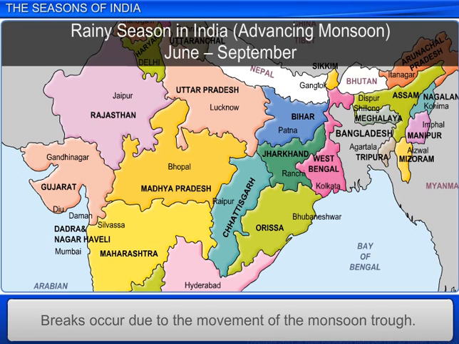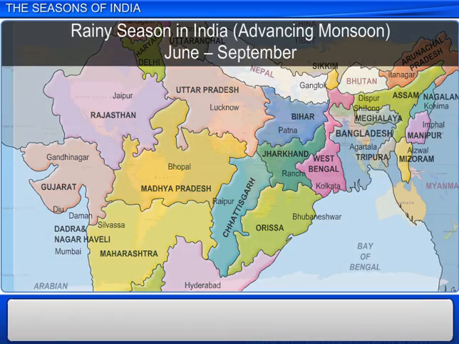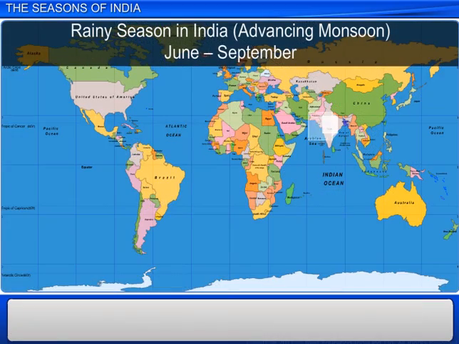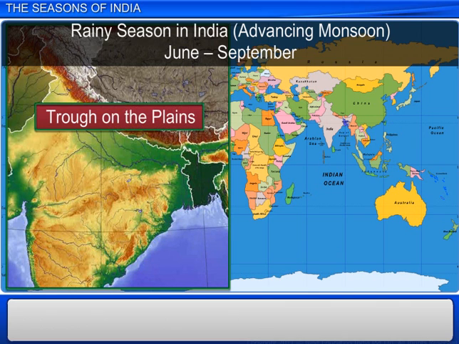The trough and its axis keep on moving northward or southward, causing the spatial distribution of rainfall. When the axis of the monsoon trough lies over the plains, rainfall is good in these parts.